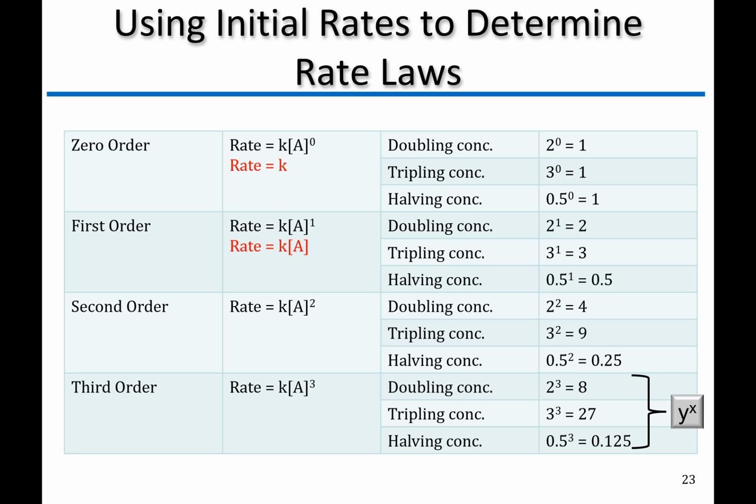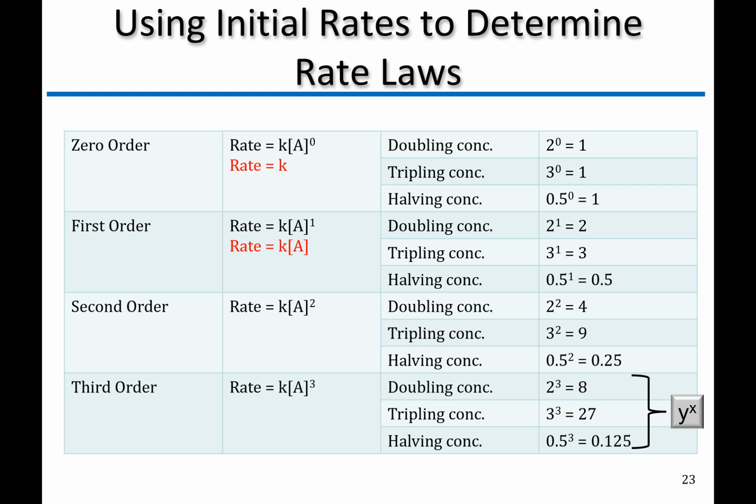What that tells us is that no matter what I do to the concentration of A, it won't change the rate of the reaction. So it doesn't matter if I have a lot of A or a little bit of A, the rate of consumption or the rate of the reaction will be the same. So my rate is just equal to my rate constant, which is K.